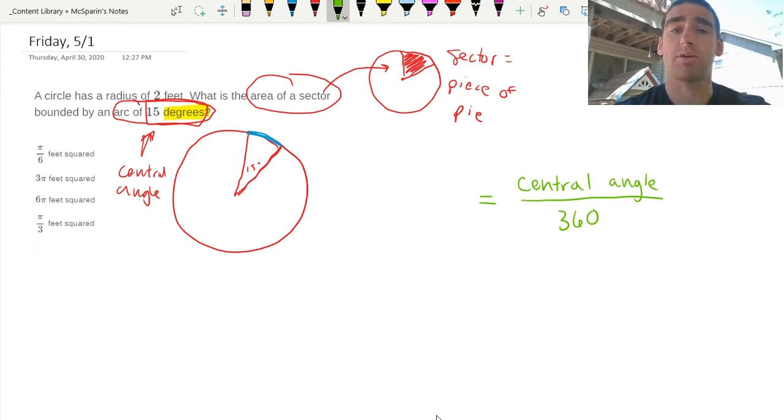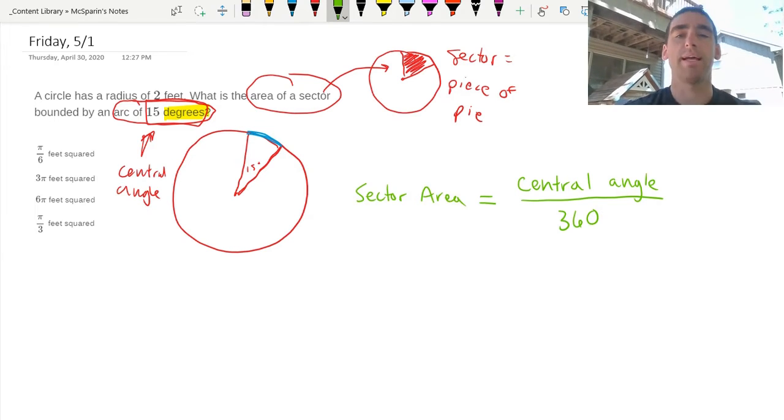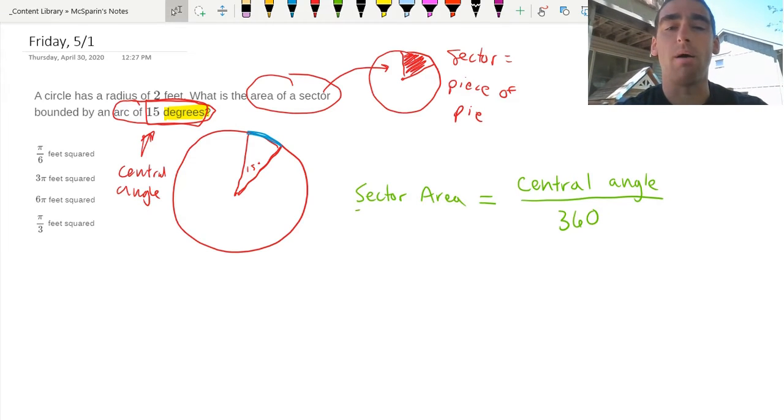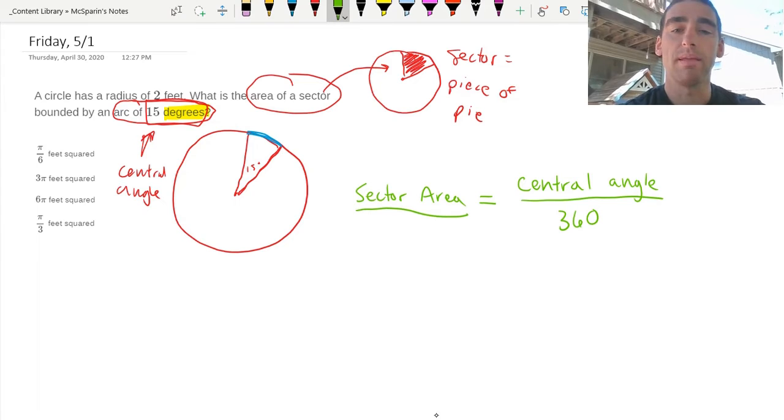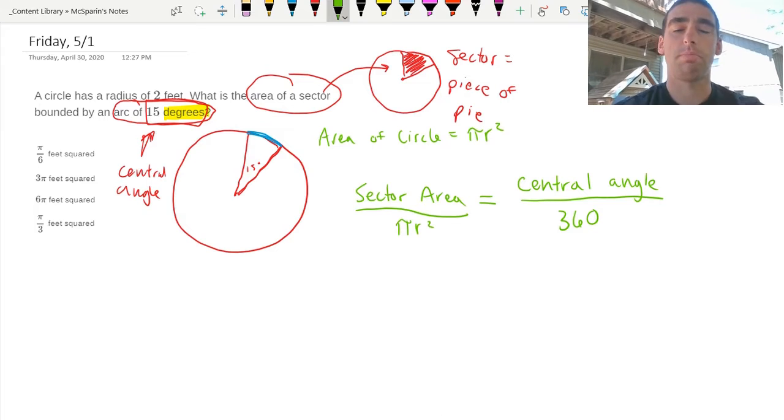Now we're talking about sector area. So your sector area is your part, and now the area of the circle is the whole. Now, the area of the circle is pi r squared. So the pi r squared is your whole. Now, this is an important relationship. This is your equation for this.